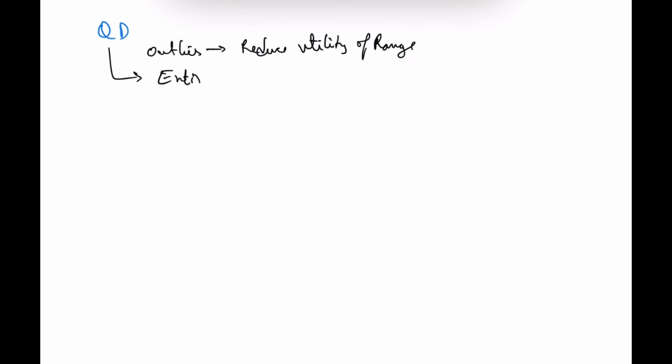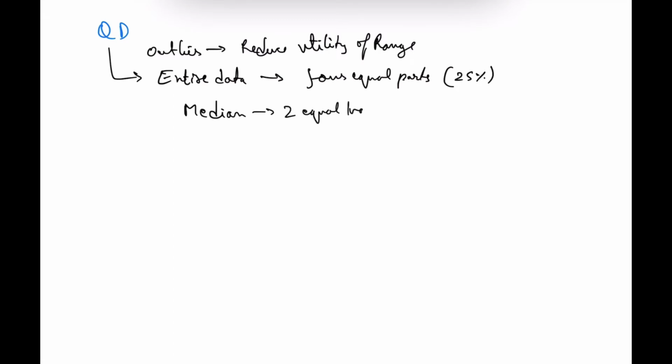So, we will now talk about quartile deviation or QD. Before we go ahead with it, we know that an outlier is an extreme value present in the data set, and an outlier reduces the utility of range. What happens in QD is we take the entire data and divide it into 4 equal parts, 25% each. Median, in simple language, divides into 2 equal halves, and for quartiles we divide it into 4 equal parts.